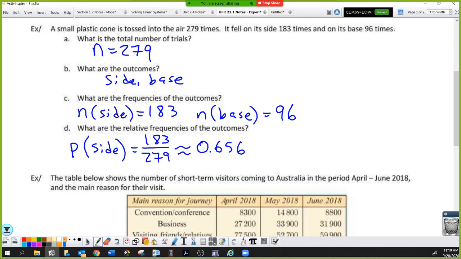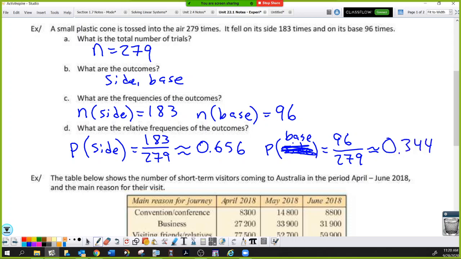And the probability of it landing on its side is 96. I'm sorry? Yes, base. The probability that it lands on its base is 96 out of 279, which is about 0.344. Hey, what do you get if you add those two decimals together? 1. That should make sense.